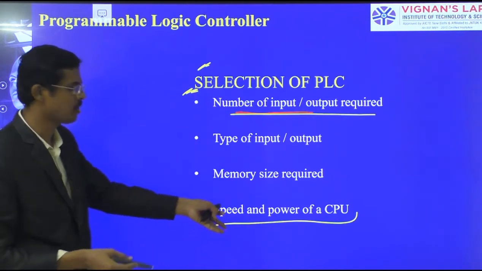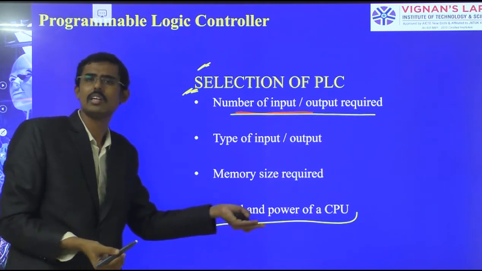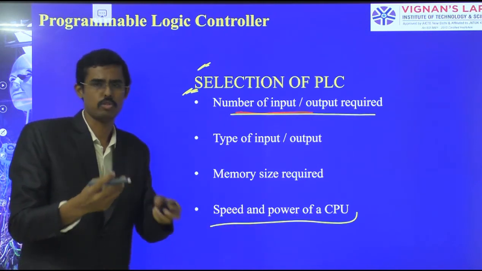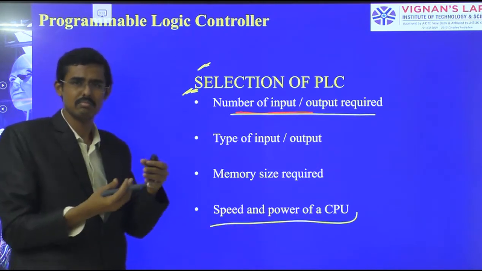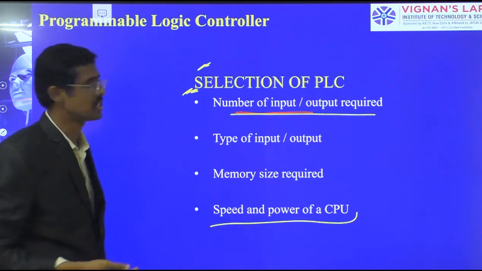For home appliances, a normal CPU, like our home laptops, with some minimum processor requirement, is enough. But in heavy industries, they are using high-end systems. So likewise, you should select.